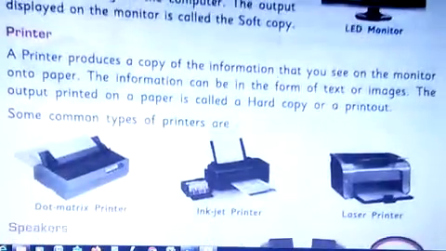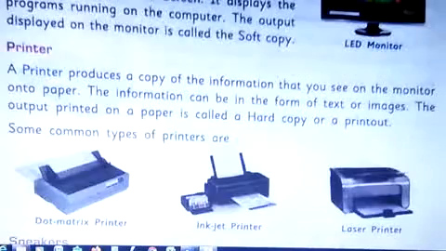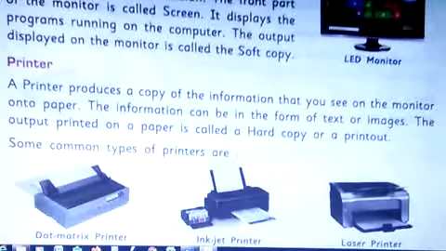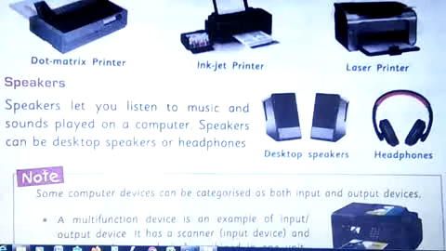Printer. A printer produces a copy of the information that you see on the monitor onto the paper. This is called hard copy or printout. And the information or the output which you display on the monitor is called soft copy. Here are different types of printers. You can see over the board. Dot matrix printer, inkjet printer, laser printer. They are the most commonly used printers. That's why I tell their names.